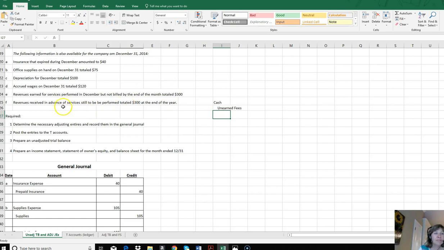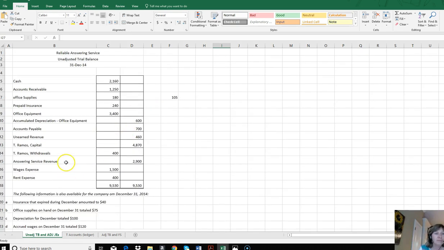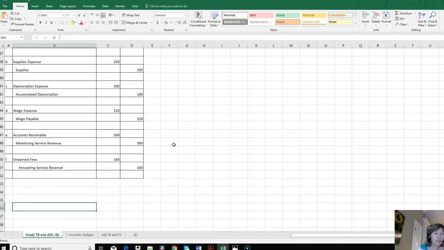But now they're telling me what's yet to be performed, what the balance still needs to be is 300. So look up here. Unearned revenue needs to be 300. But right now it's showing 460. So I need to say 460 minus 300 and realize that I must have earned $160. So I need to go and make an adjustment to show that I have now earned 160. So this is step 2 of a deferral. So let's journalize that. So we're going to debit unearned fees for 160 to reduce it. And we're going to credit answering service revenue for 160.